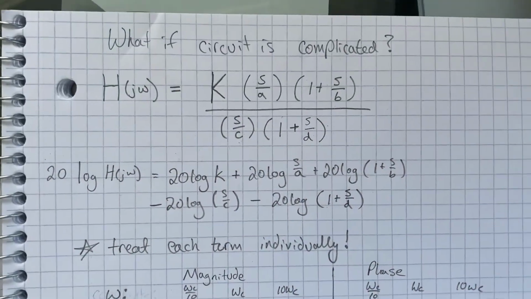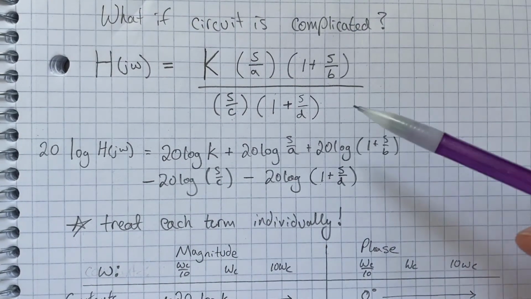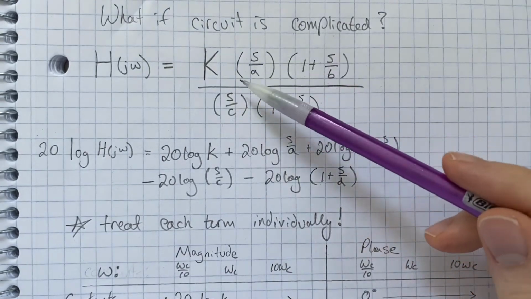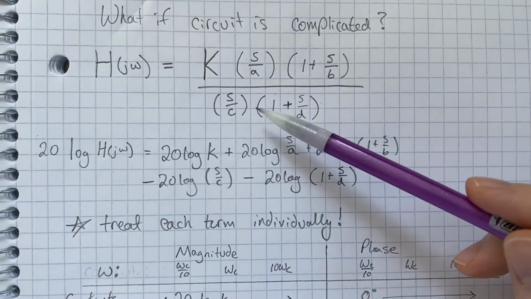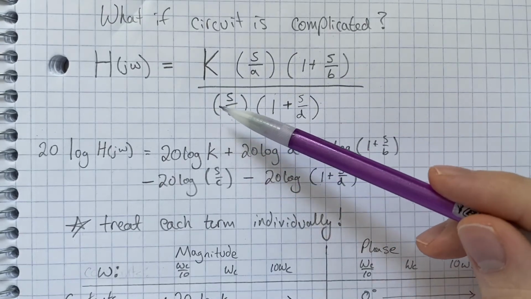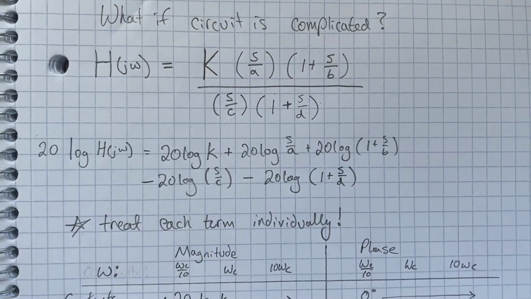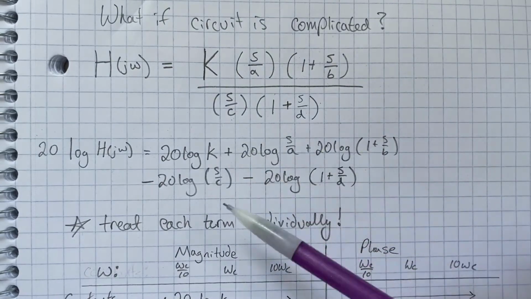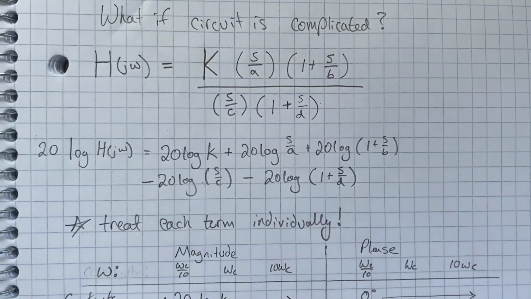Now, what if the circuit is really, really complicated like this? These are all the different terms you could possibly have in a transfer function. A constant, s over a constant, 1 plus s over a constant, and then the reciprocal of those. I didn't put a constant in the denominator because that would just get absorbed into this. Now, by log rules, we know that we can treat each of these terms individually and sum up their results. So in the numerator, we add, and in the denominator, we subtract.